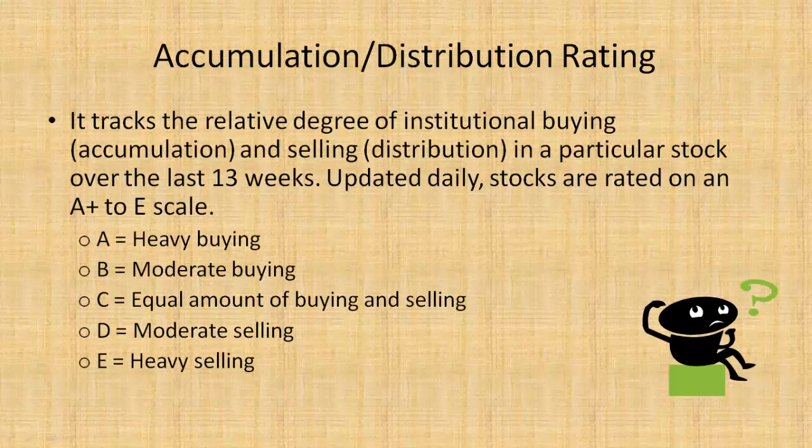IBD has an accumulation distribution rating system. It tracks the relative degree of institutional buying, which is accumulation, and institutional selling, which is distribution, in any given stock over the last 13 weeks. It's updated daily, and stocks are rated on a scale of A to E. A is heavy buying, and E is heavy selling.